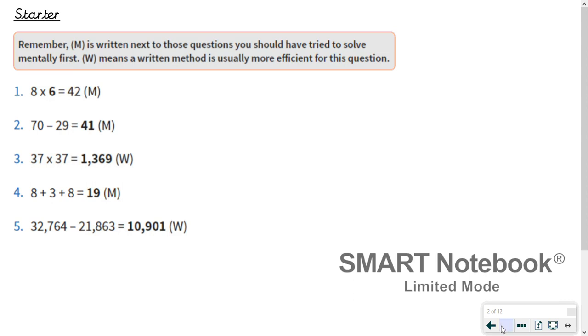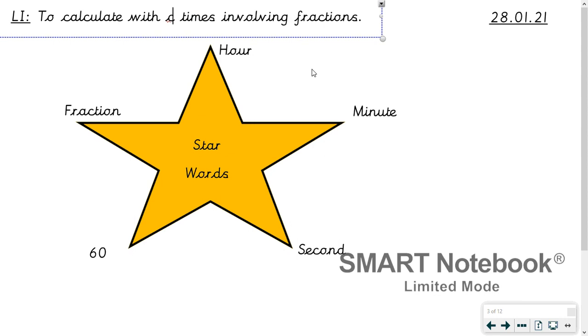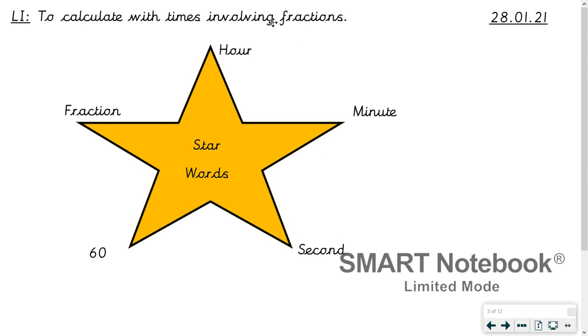Right, let's move on. Today we're looking to calculate with converting times involving fractions. Star words: hour, minute, second. Hopefully we're recognizing those. If we're not, it's not the end of the world, but we're going to talk about them in a second. 60, I know it's not a word, but it's a key component of time and fraction as well.